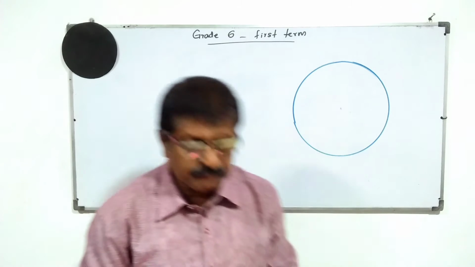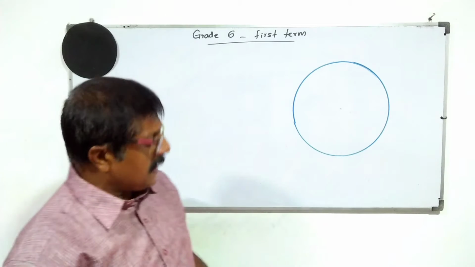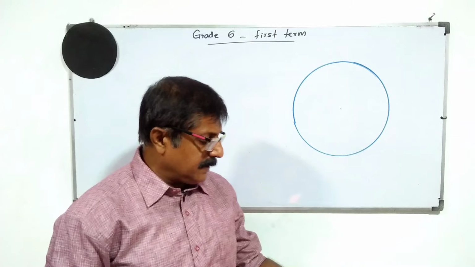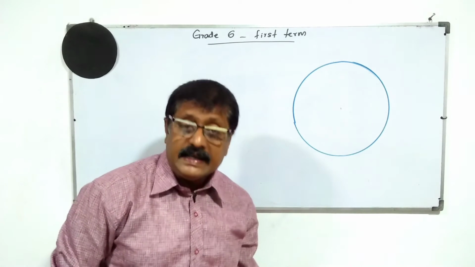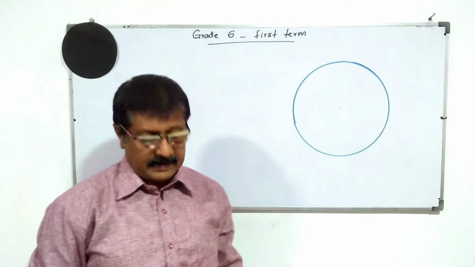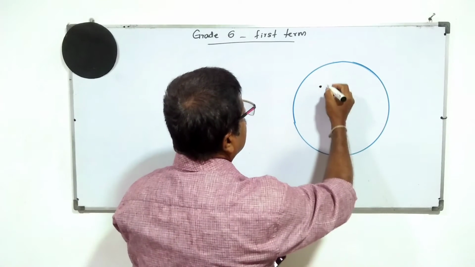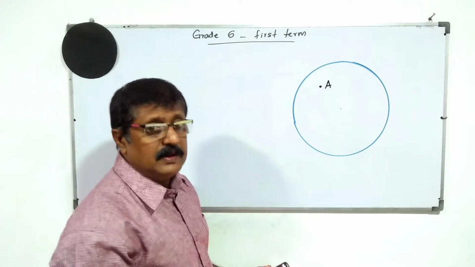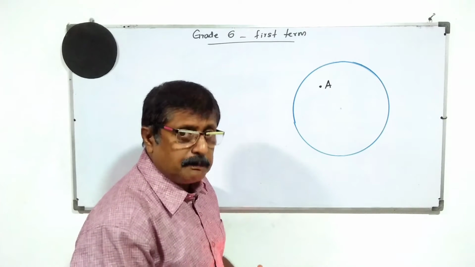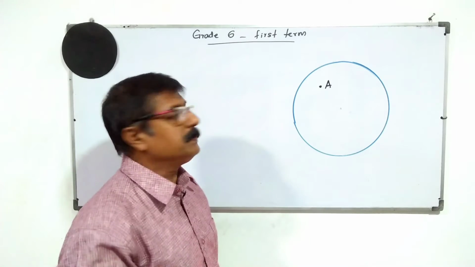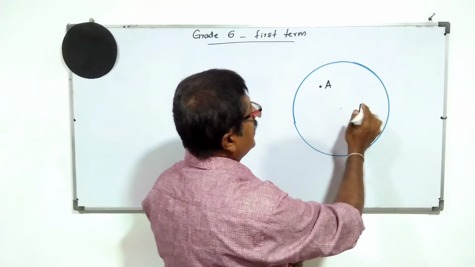Now the first question. Mark the points A and P in the circle, B and Q outside, and C and R on the circle. In, on, outside. Right. Now A and P in the circle. Then you can mark the point and write A like this. You must always put a capital letter, because to mark a point, we do not use a simple letter. A and P in the circle.